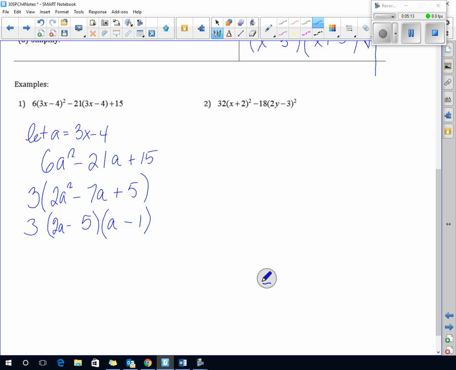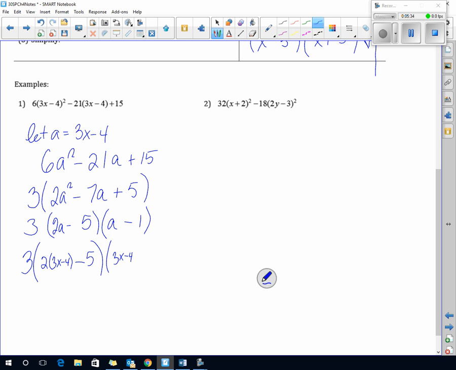Okay, now you got to watch. There's a 2a. So this is going to be 2 times 3x minus 4, subtract 5. And then 3x minus 4. If you want, you can put these in brackets. Okay, so we still got to leave the 3 out.